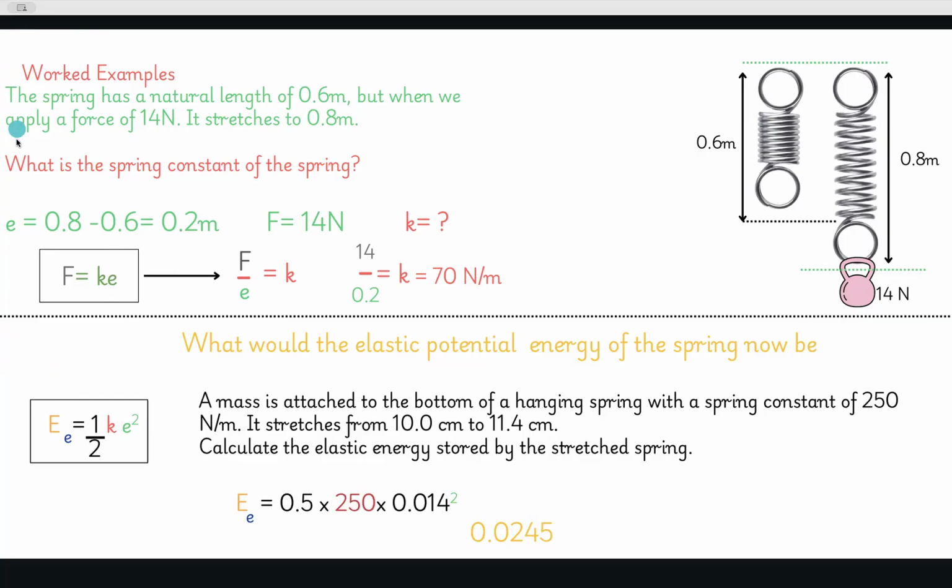So that's going to be 0.014, and so the elastic potential energy is going to be 0.5 or half times 250 times 0.014 squared, which is going to be 0.0245 joules. Okay.